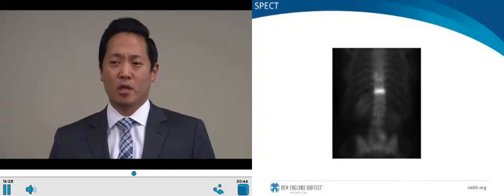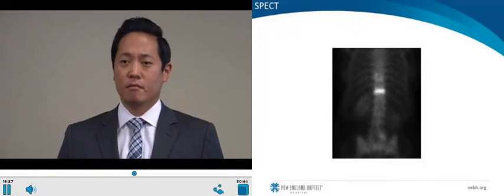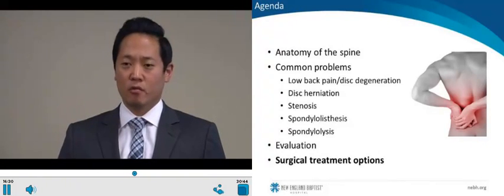This is a SPECT scan demonstrating a compression fracture. So that's the evaluation of the patient. What are the treatment options?